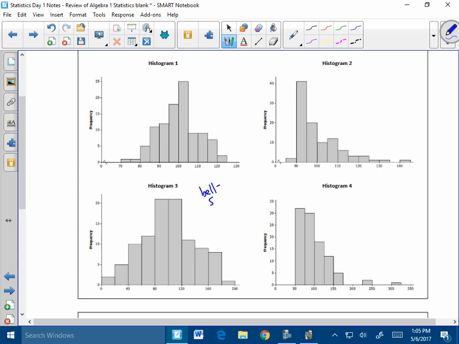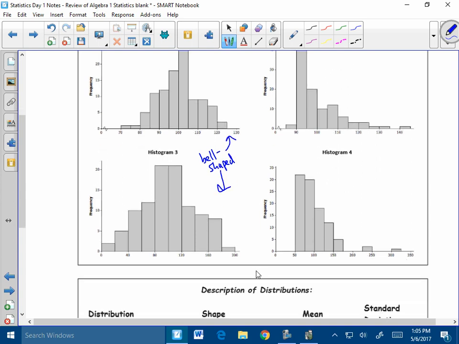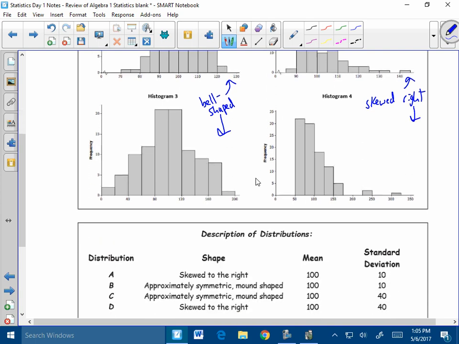I'm going to say these ones are bell-shaped, or mound-shaped, as it says down here. And then these two are skewed to the right. Okay, so starting to match up which one goes with which graph.